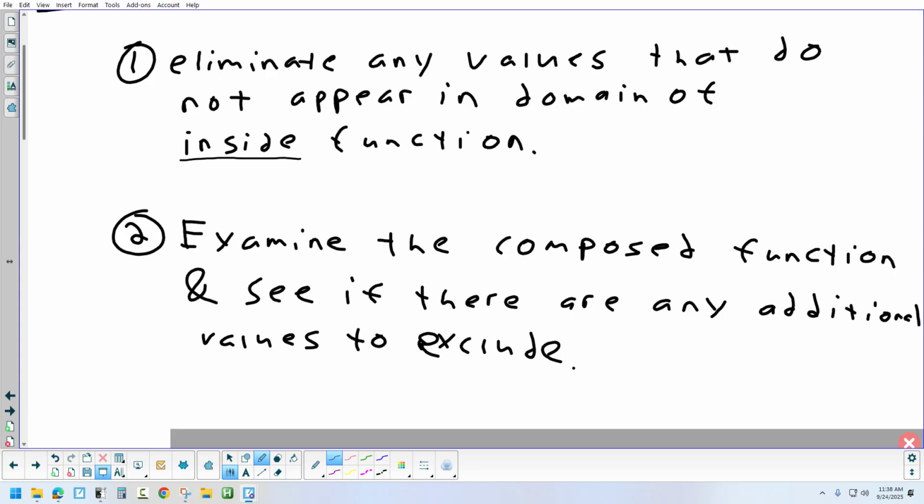Everybody have those 2 steps? So what we'll do now is we're going to take a look at 2 functions. We'll compose them, and then we're going to find the domain. We're going to do range too, but range we just graph it. So we just have to look at the calculator and see how high and low it goes on the screen. So range, that's always easier if you use a calculator.